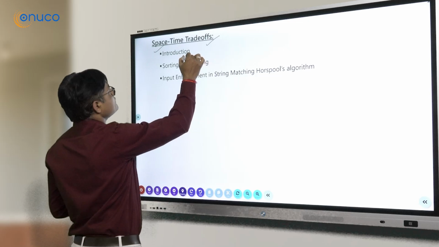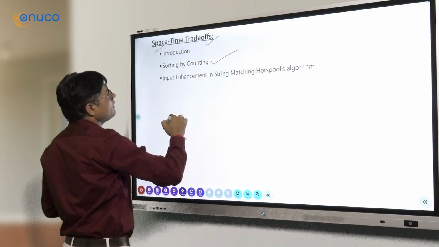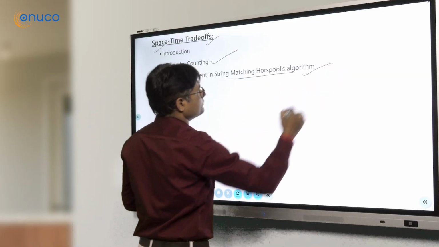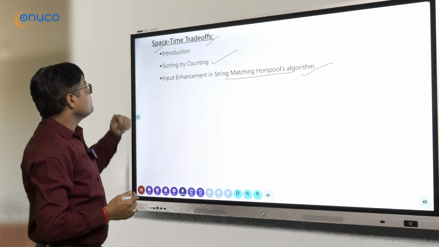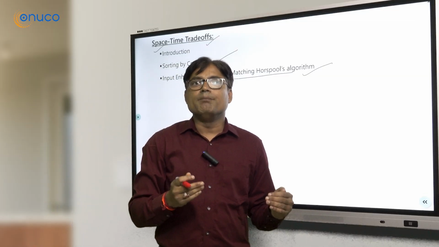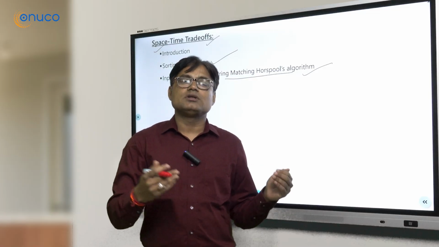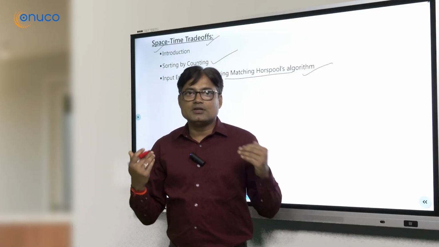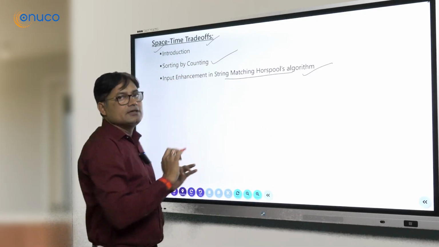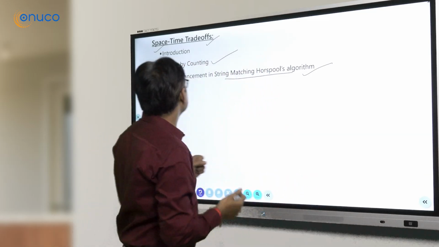In this particular topic, we have two algorithms: sorting by counting, and input enhancements in string matching, the Horspool algorithm. One by one we are going to discuss them. First, sorting by counting. We can sort numbers using bubble sort, selection sort, insertion sort. You have studied quick sort and merge sort, right? But we can also sort the elements based on counting.